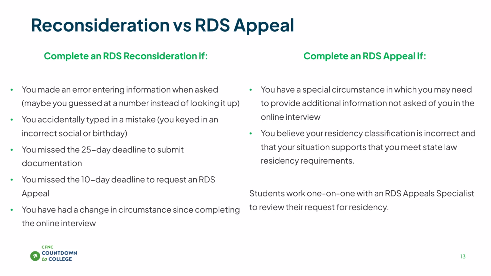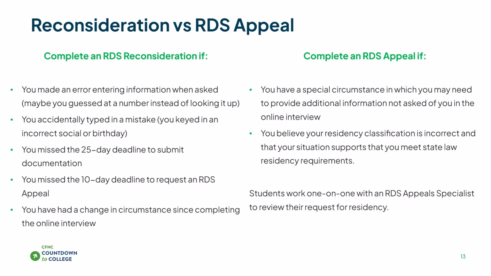What is the difference between a reconsideration or an RDS appeal? There is a distinct difference. Students who will need to complete an RDS reconsideration are ones that maybe made an error entering information. So maybe you guessed at a number instead of looking it up and you got it wrong. Or you accidentally typed in a mistake, like you keyed in an incorrect social security number or birthday. Maybe you missed that documentation deadline, or you missed the 10-day deadline to request an appeal. Maybe you even had a change of circumstance since completing that online interview.